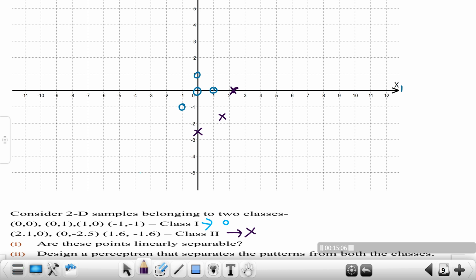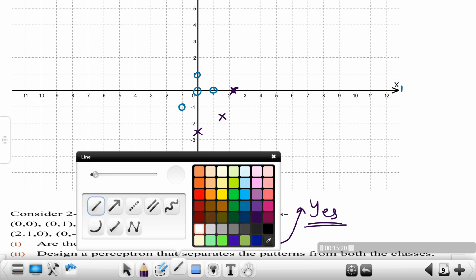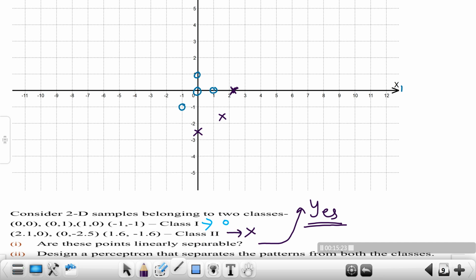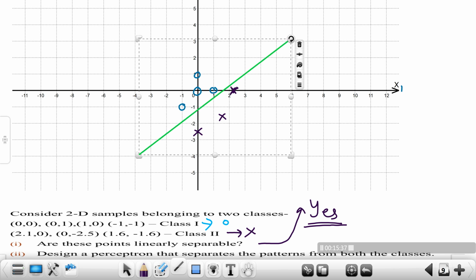Now, are these points linearly separable? Looking at this, I can say yes, these points are linearly separable. So if yes, I have to draw a line which says that the points are linearly separable. I shall draw this line somewhat like this. This line will be separating the points.